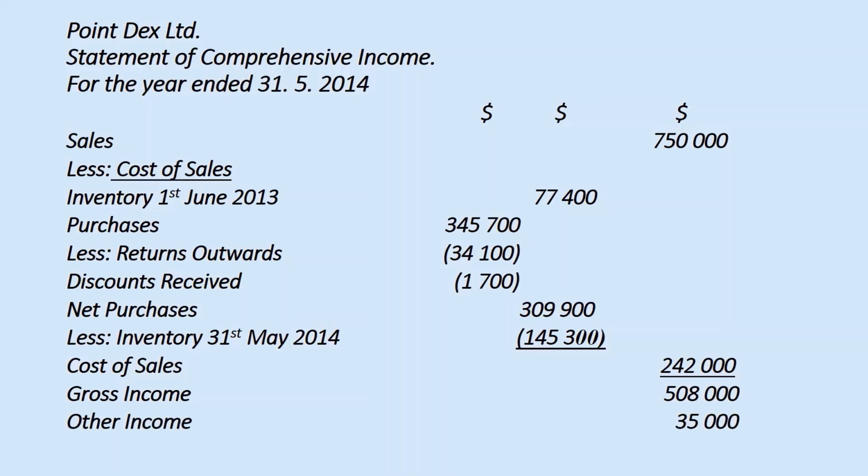Other income, 35,000. The total gross income, when we add the other income to the gross income, we will get 543,000. Okay, so the total gross income of 543,000.